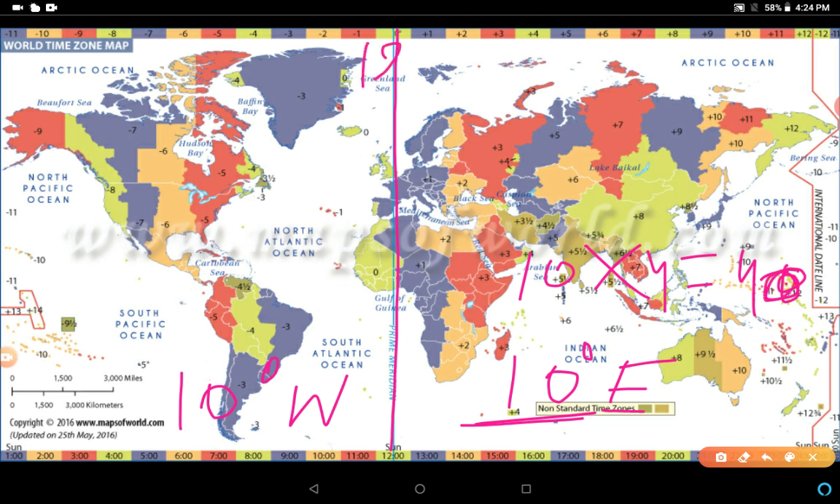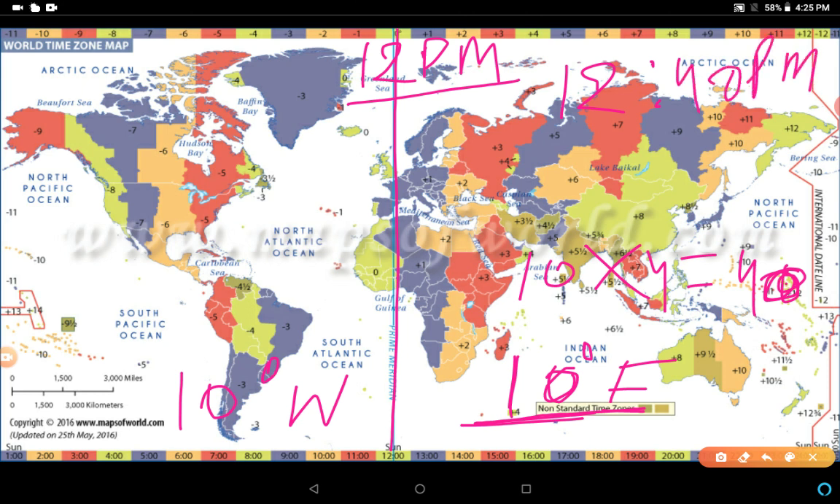So if it is 12 p.m. at GMT, what will be the time in the country that is situated at 10 degree east? The time will be 12:40 p.m. 40 minutes plus in the east. Getting my point? In the eastern part, whatever country is situated in the eastern part, it will be ahead in time in comparison to the 0 degree prime meridian.